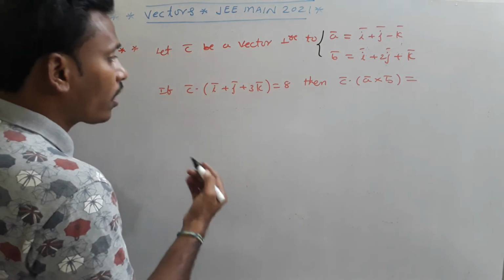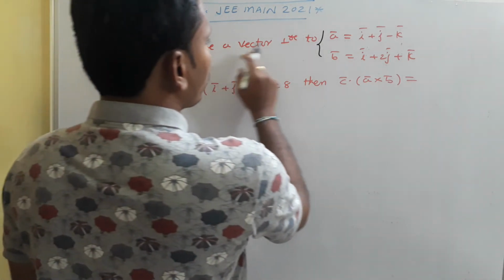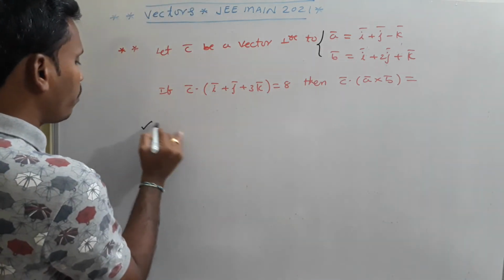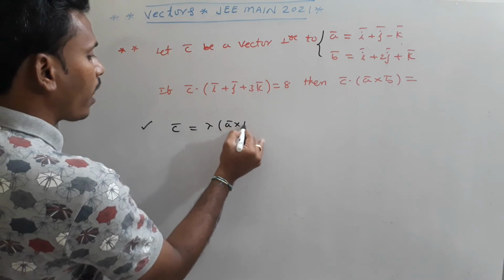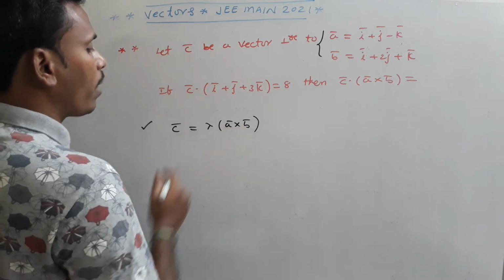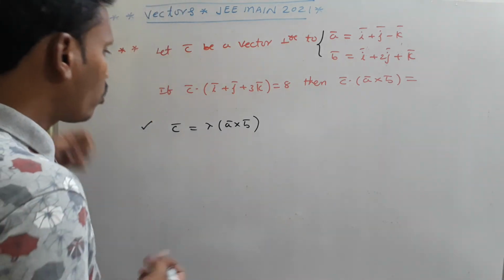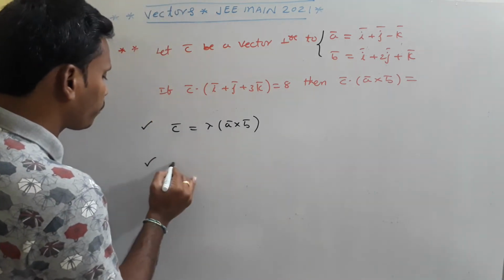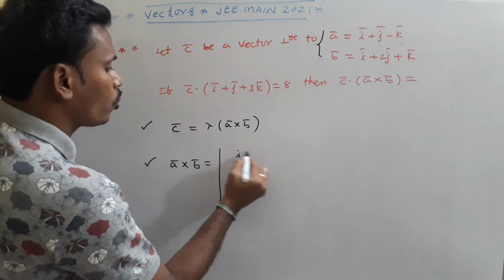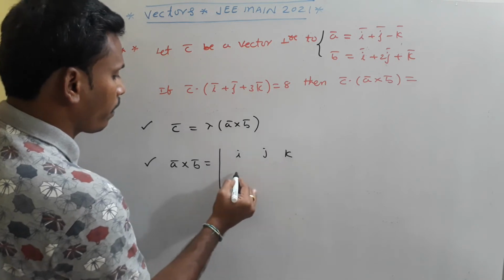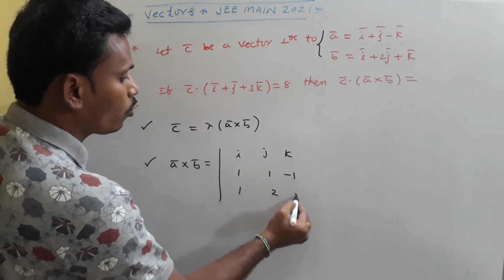ఓకే, సో ఏ క్రాస్ బి ఫైండ్ అవుట్ చేయగలిగితే అప్పుడు సి బార్ని మనం ఐడెంటిఫై చేయొచ్చు. యూజువల్లీ సిన్స్ సి బార్ ఈస్ పర్పెండిక్యులర్ టు ఏ బార్ అండ్ బి బార్, we will write that C bar and A cross B are parallel. So C bar is equal to lambda A cross B is the line what we require to solve the problem. So for that first we need A cross B. Okay, so A cross B is nothing but vector product. So use determinant ijk and then A bar 1 1 minus 1, B bar 1 2 1.